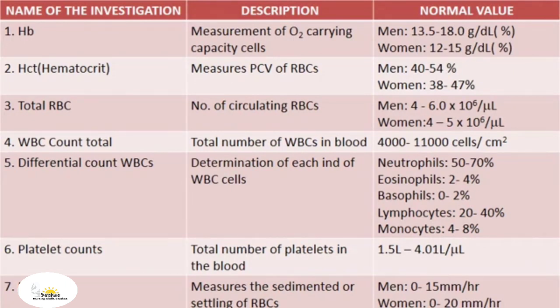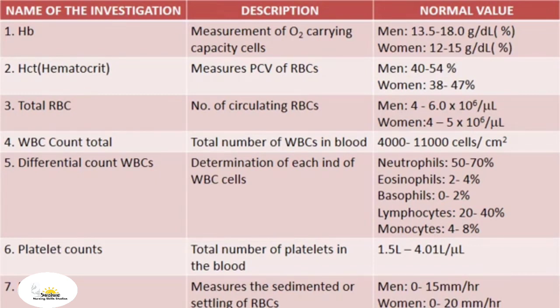Hematocrit, it's a measure of packed cell volume of RBCs. Total RBC, number of circulating RBCs. WBC count is the total number of WBCs in the blood. Differential count of WBC is nothing but determination of each kind of WBC cells, that is neutrophils, eosinophils, basophils, lymphocytes and monocytes. Platelet counts, total number of platelets in the blood, that is 1.5 lakhs to 4.01 lakhs per milliliter.